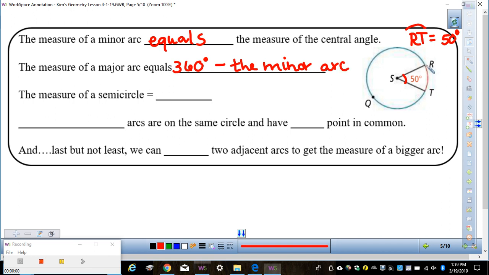In this example, if I was finding arc RQT, I would do 360 minus 50 degrees, and I would end up with 310 degrees for this major arc that wraps all the way around. The measure of a semicircle we already know is 180 degrees. If a whole circle is 360 degrees, then half of a circle, a semicircle, will be 180.